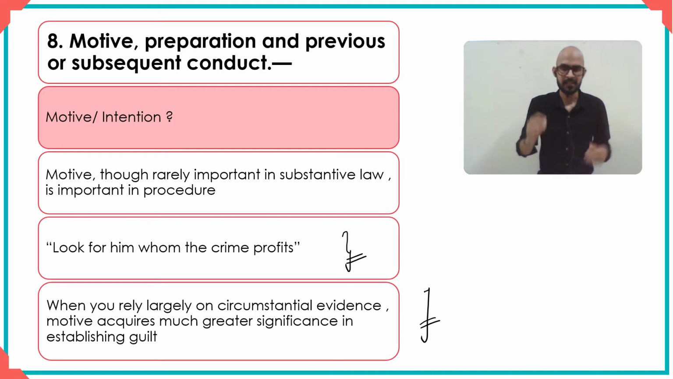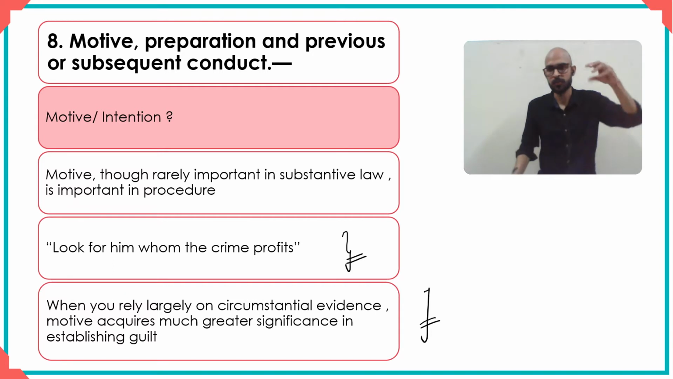Now, what do I mean by direct evidence? Let us say somebody sees someone stabbing someone else, right? So you've seen that A is stabbing B to death, or that was recorded on a video camera.